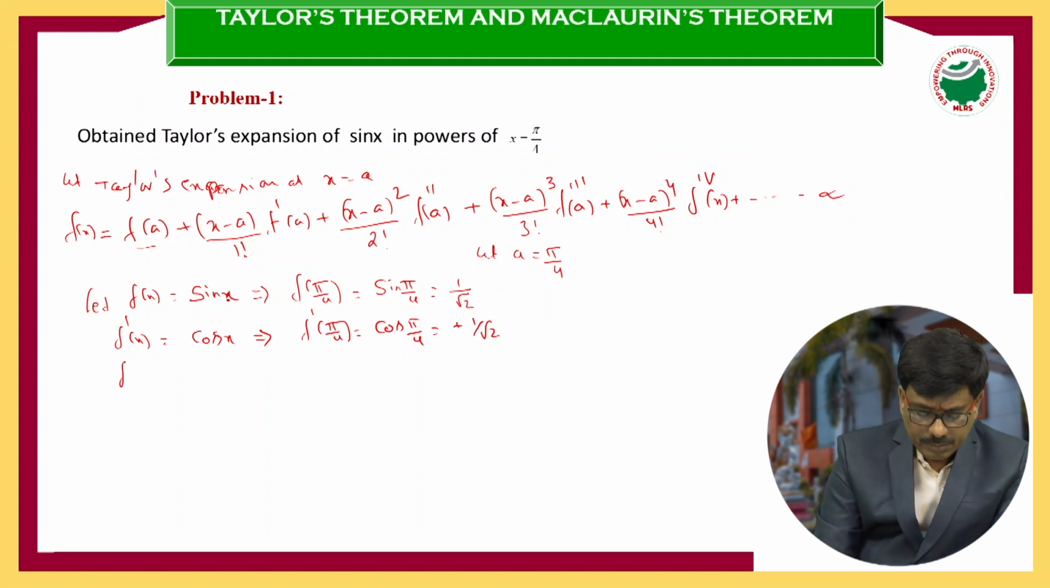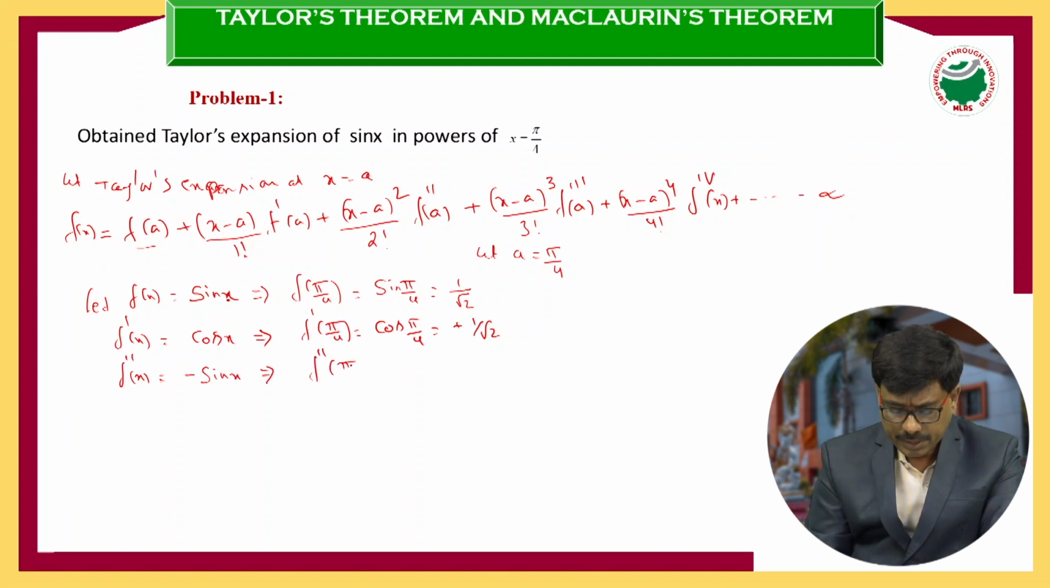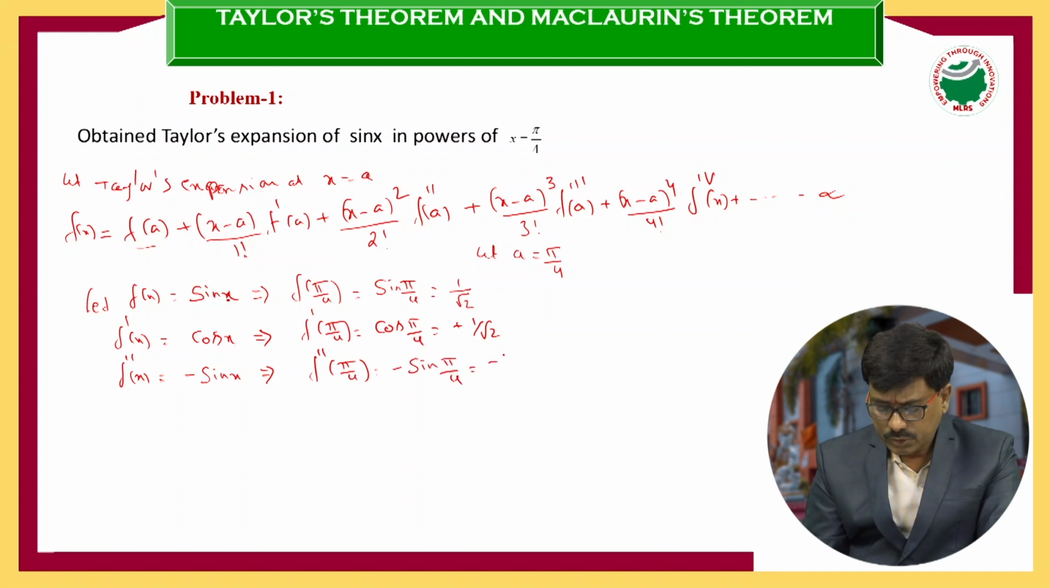Similarly, f double dash of x, when we calculate the second derivative, the derivative of cos x is minus sin x. That implies f double dash of pi by 4 is equal to minus sin pi by 4, which is equal to minus 1 by root 2.